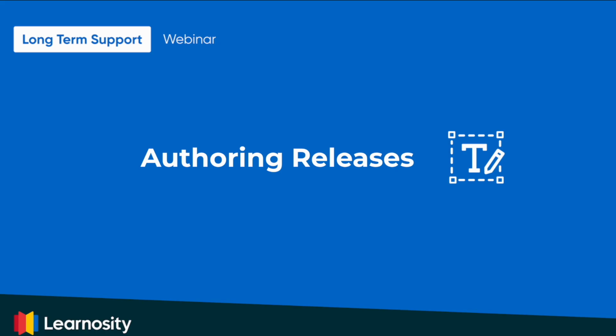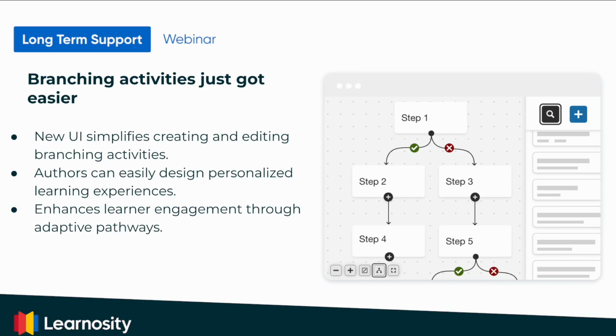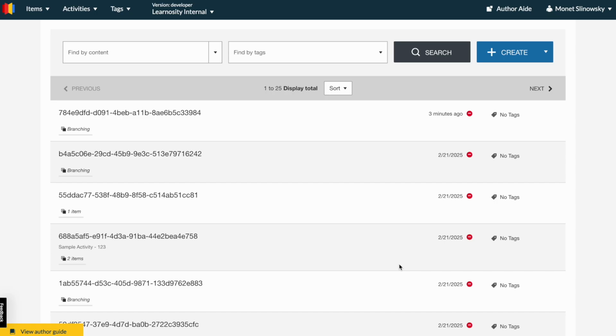Our next exciting feature is in the authoring domain. This new UI lets authors easily create and edit branching activities to deliver more personalized learning experiences. Let's take a look. So we are going to create a branching activity using the new branching editor UI.